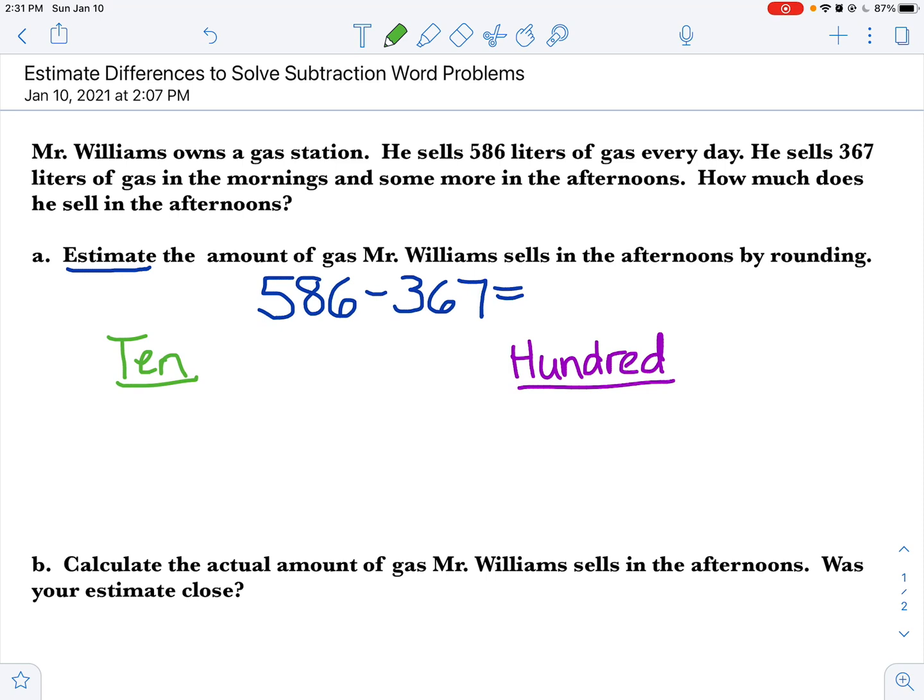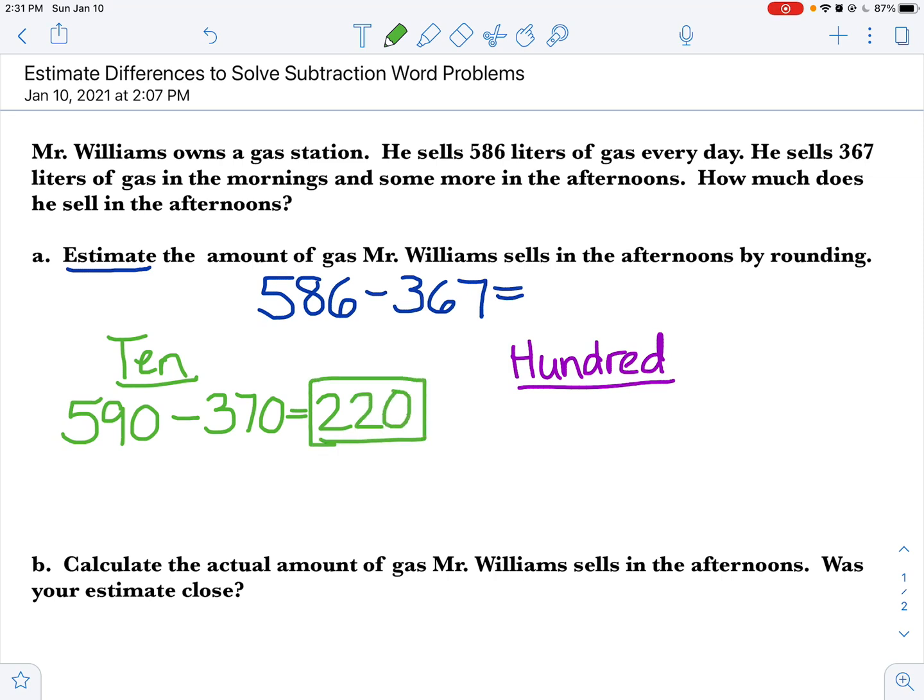So let's take a look at rounding to the nearest 10 for both of these parts of our subtraction problem. If I have 586 and I round that to the nearest 10, I would have 590, because 86 is closer to 90 than it is to 80. And then I would subtract 367 rounded to the nearest 10. Well, that's going to be 370 because 67 is closer to 70. So this is a nice simple subtraction. I can do 500 minus 300 is 200. 90 minus 70 is 20. So my estimate here is 220 liters of gas. So that's about how much I think he sells in the afternoons.